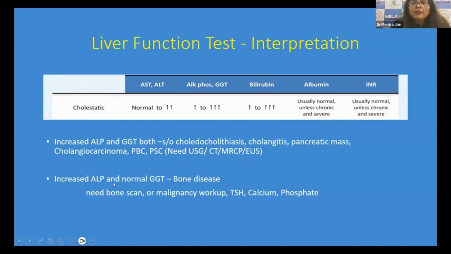Increased alkaline phosphatase with normal GGT means an extrahepatic problem like bone disease is there. So we need to look for a bone scan or malignancy workup, TSH, calcium, phosphate. All this accessory workup is required just by seeing increased ALP and normal gamma GT, because in liver problems, both of them should be high.